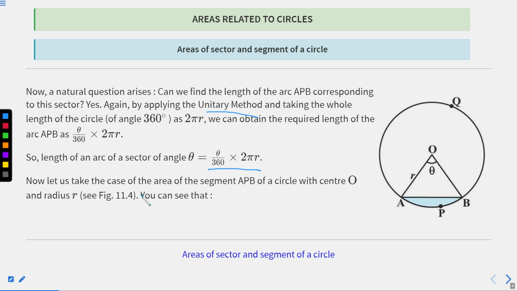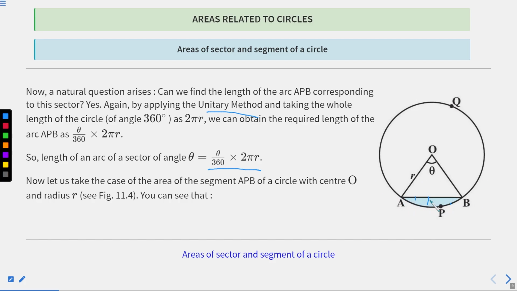And now let us take the case of the area of the segment APB of a circle with center O and radius r. So now you can see this figure. In this figure, this is actually a segment.